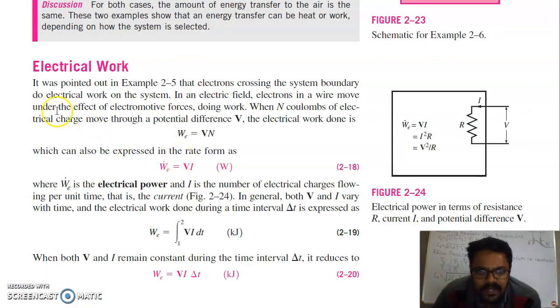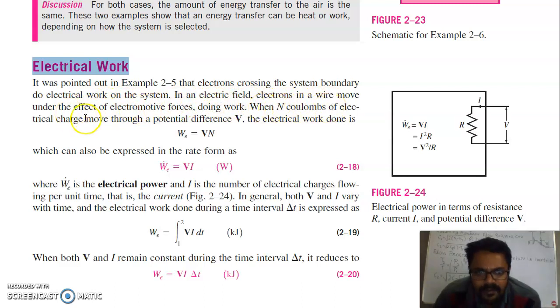In the second case, we see electrical work. You can see there is a system here and the wire is coming into the system with a particular resistance, current and voltage. The electrons crossing the system boundary do electric work on the system. In an electric field, electrons in a wire move under the effect of electromagnetic force doing work.